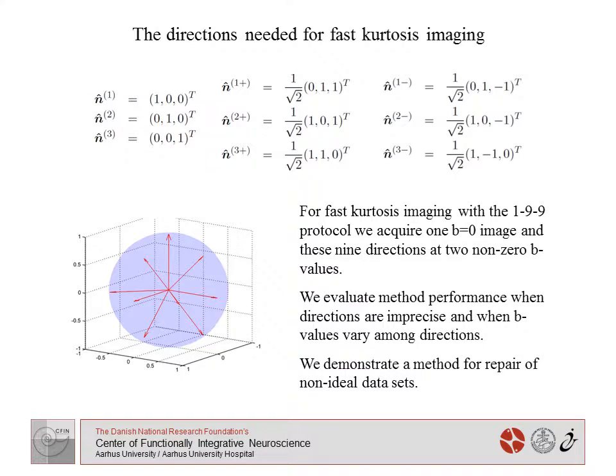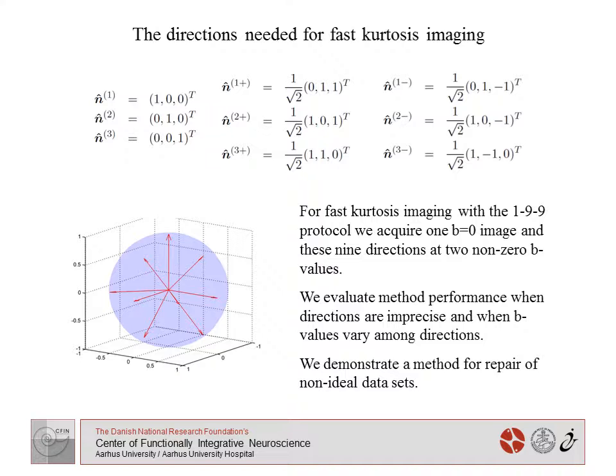The estimation fidelity is also very dependent on the acquisition being carried out with the prescribed directions and b-values that are constant among the directions. This is not always the case, so we wanted to evaluate how much such deviations affect the 199 protocol.